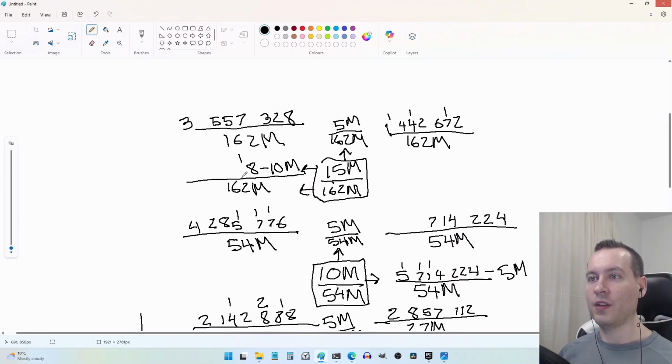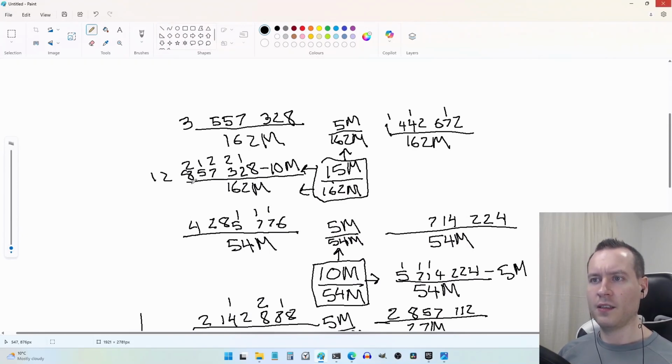7 times 3 is 21. Carry the 1 is 22. 7 times 3 is 21. Carry the 2 is 3. 5 times 3 is 15, carry the 2 is 17. 8 times 3 is 24, carry the 1 is 5. 2 times 3 is 6, carry the 2 is 8. And then 4 times 3 is 12. 12 million minus 10 million.